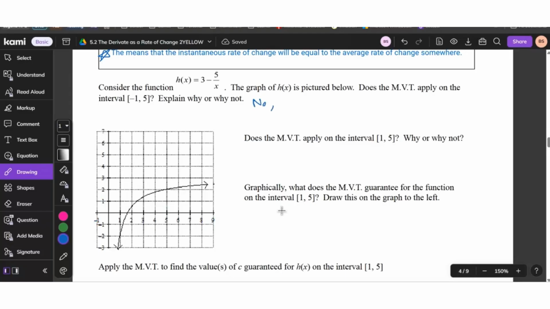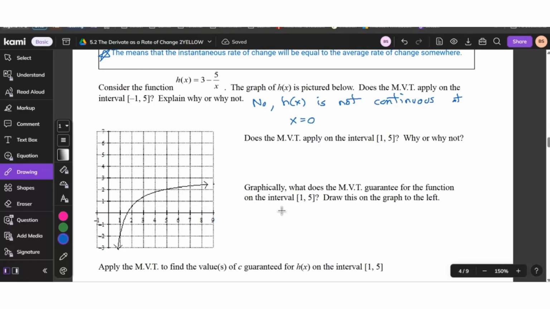So we say no, because h of x, we do know, is not continuous. And why is it not continuous? Where does it not exist, guys? No. Look at the equation. Come on. Where is it not continuous? At x equals 0, right? I can't divide by 0. Okay? All right, so it's not continuous at 0, so can't do it.